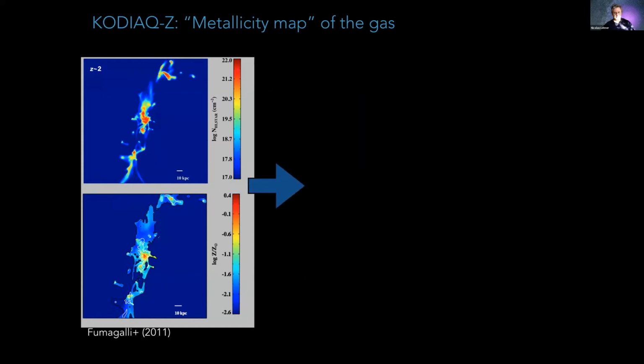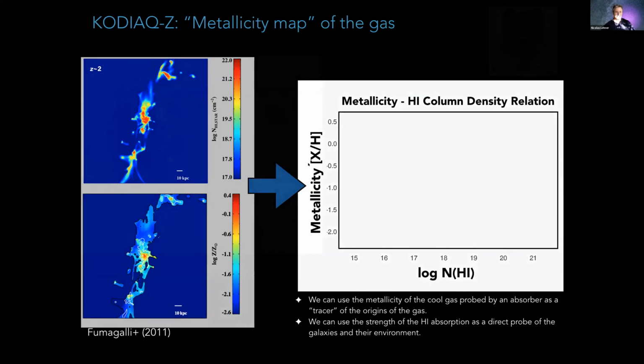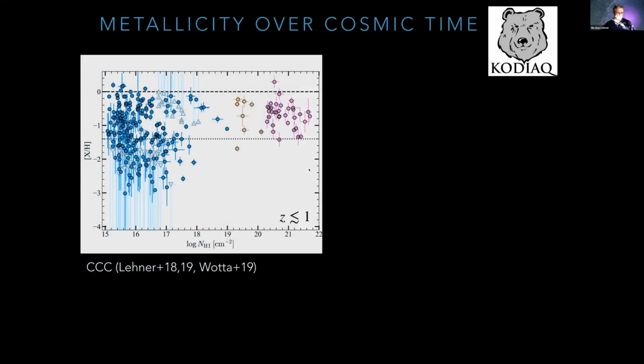However, what we can do with absorption lines, and also from the simulation, is show the plot of the metallicity as a function of HI column density. For a very long time, we were focusing mostly on HI absorbers greater than 10^19 or so, or below 10^15. And what we've been filling up is that region between the neutral gas and the very highly ionized gas seen in the intergalactic medium. And this is the result from CCC.